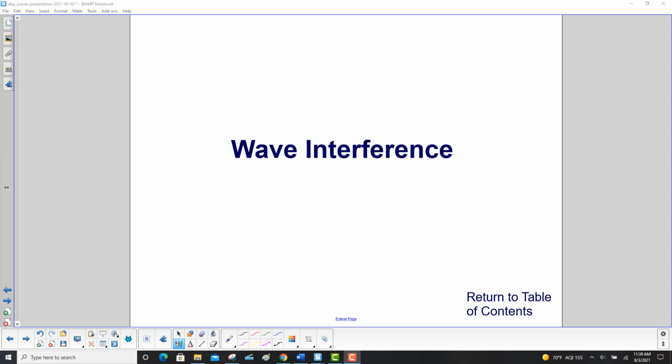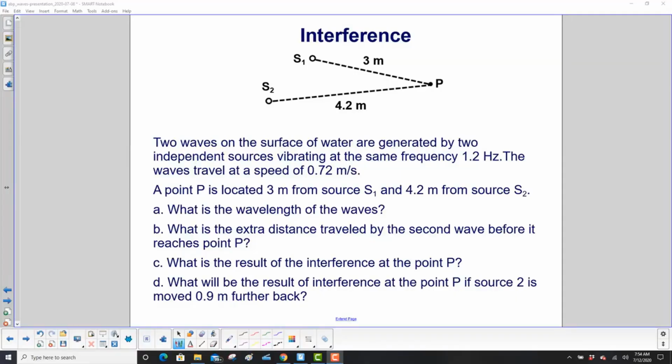Wave interference. Two waves on the surface of water are generated by two independent sources vibrating at the same frequency, 1.2 Hz. And here's our two independent sources. The waves travel at a speed of 0.72 meters per second. Point P is located 3 meters from source S1 and 4.2 meters from source S2.